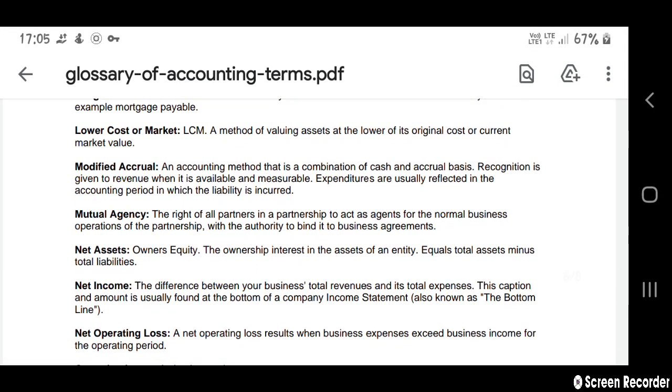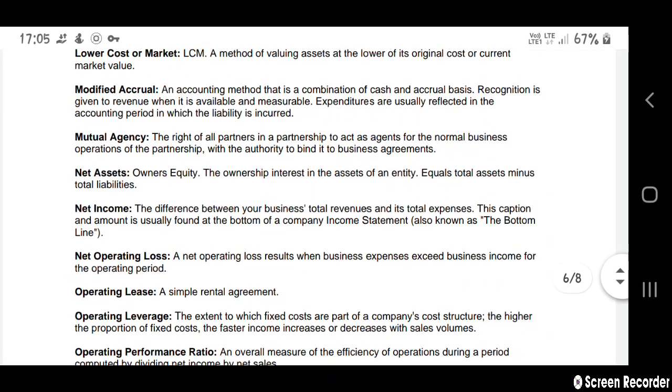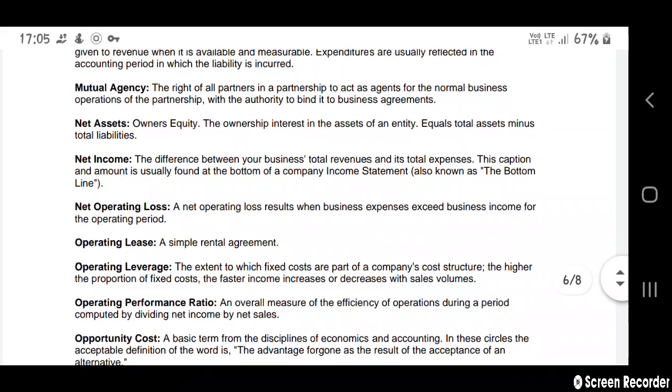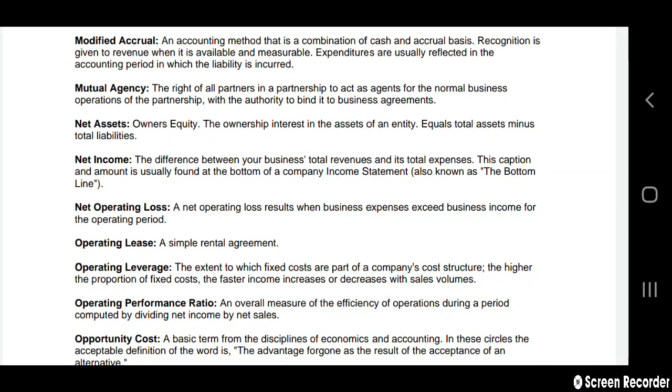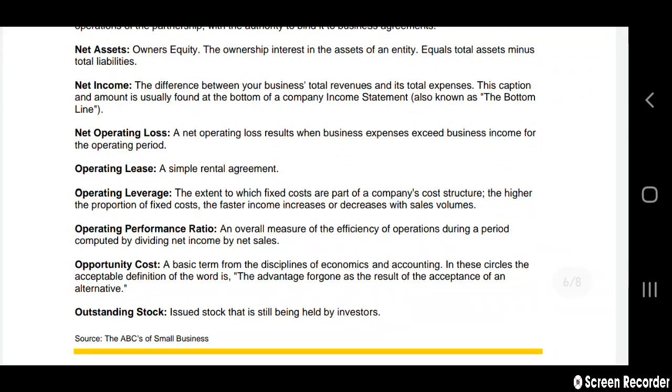Next, mutual agency. The right of all partners in a partnership to act as agents for the normal business operations of the partnership, with the authority to bind it to business agreements, is mutual agency. Net assets, owner's equity: the ownership interest in the assets of an entity equals total assets minus total liabilities.